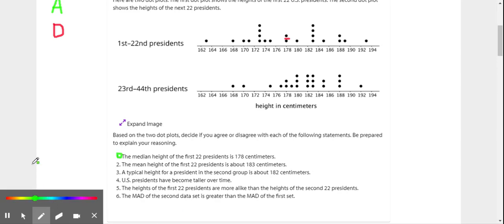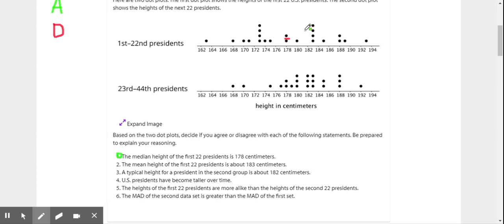Yes. Number 2, it says the mean height of the first 22 presidents is about 183 centimeters. So median was that middle score, but mean is the balance point to make all of the scores be similar or equal. And when you think about that, you can add all the scores up and divide by 22, but I'm not going to do that. I'm just going to look at what we have here.